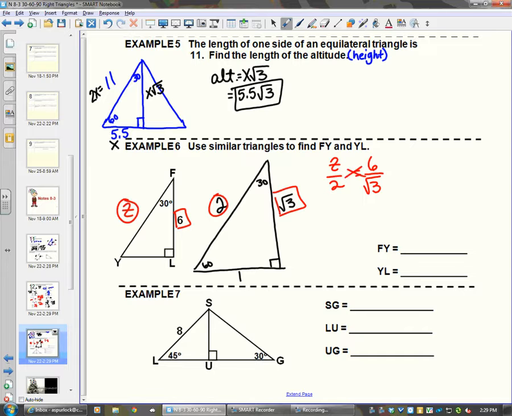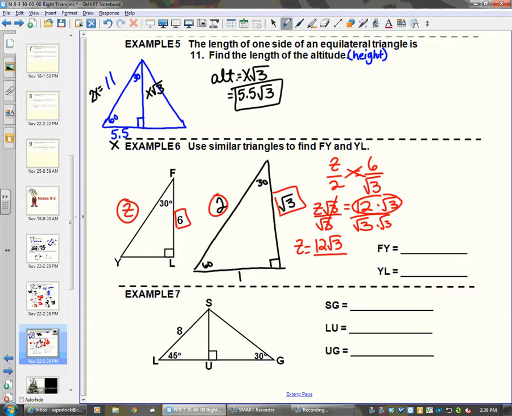Then we just cross multiply, and we've got z square root of 3 equals 12. And what should I do to solve now? Divide by the square root of 3. Then what? Multiply by the square root of 3. So what do we have left on top here? Good, 12 square root of 3.